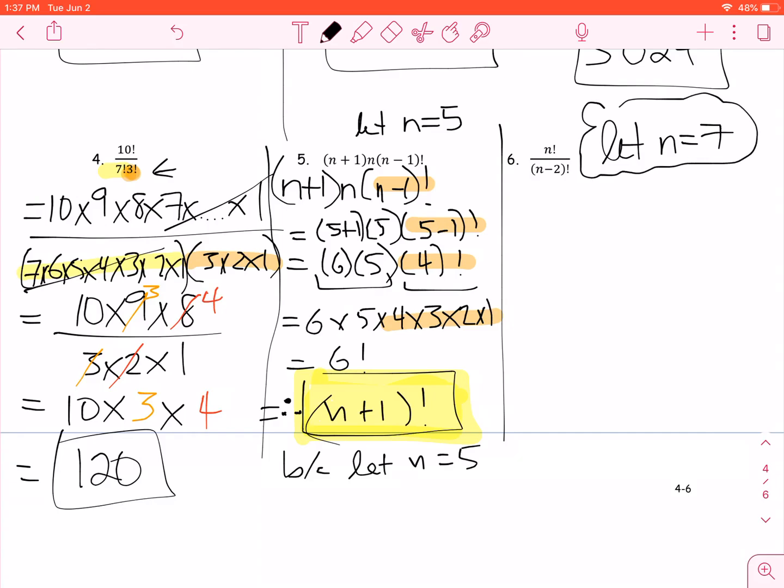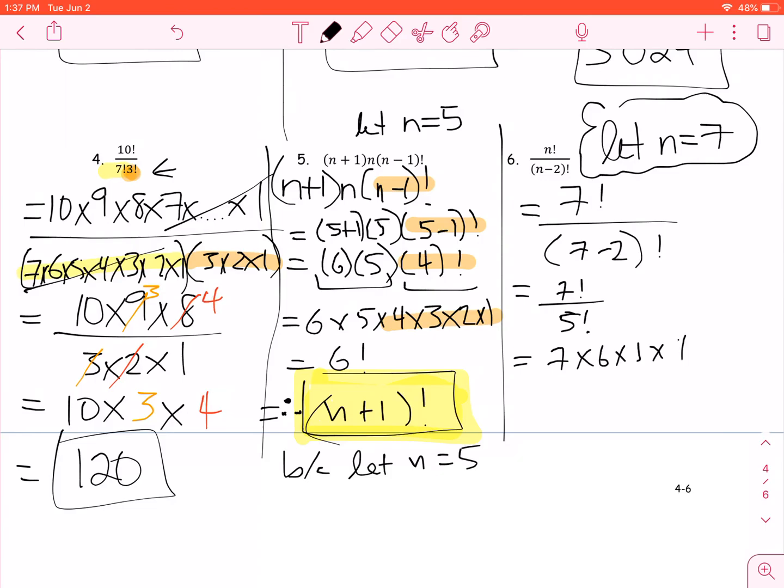Okay, for the sake of our solution, I would have 7 factorial over 7 minus 2 factorial. As we know, that would just be 7 factorial over 5 factorial. So I can write this as 7 times 6 times 5 times 4 times 3 times 2 times 1 over 5 times 4 times 3 times 2 times 1.